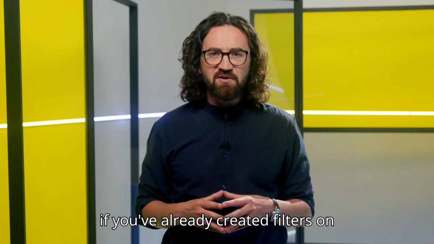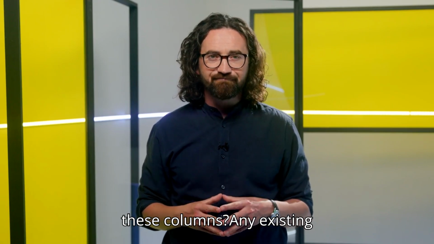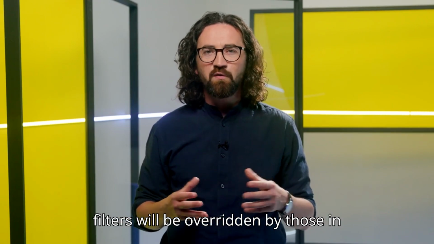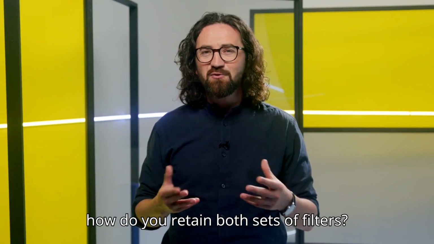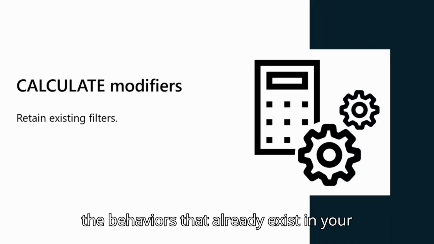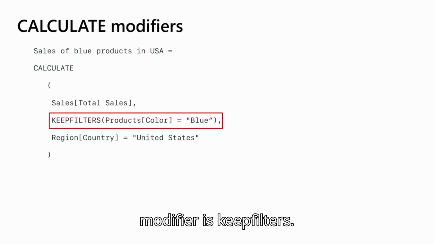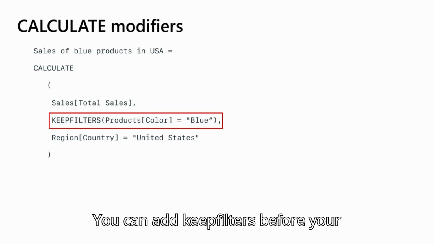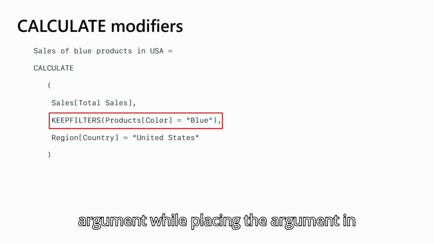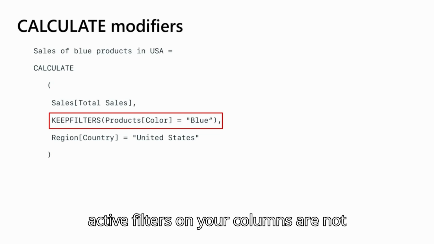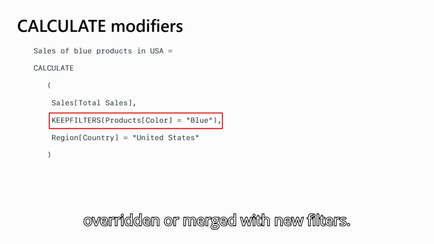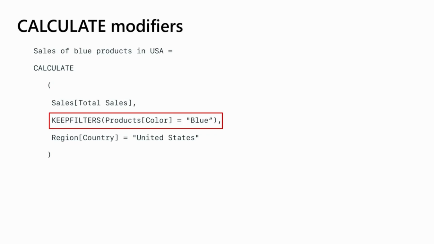But what if you've already created filters on these columns? Any existing filters will be overridden by those in your calculate function. So, how do you retain both sets of filters? You can use calculate modifiers to keep the behaviors that already exist in your columns. An example of a calculate modifier is keep filters. You can add keep filters before your argument while placing the argument in parentheses. This ensures that existing active filters on your columns are not overridden or merged with new filters.